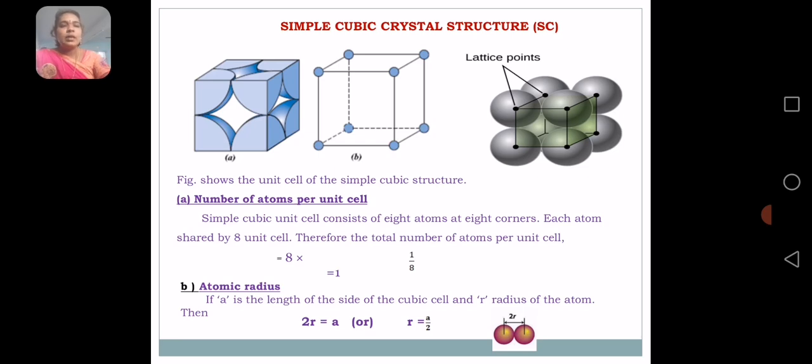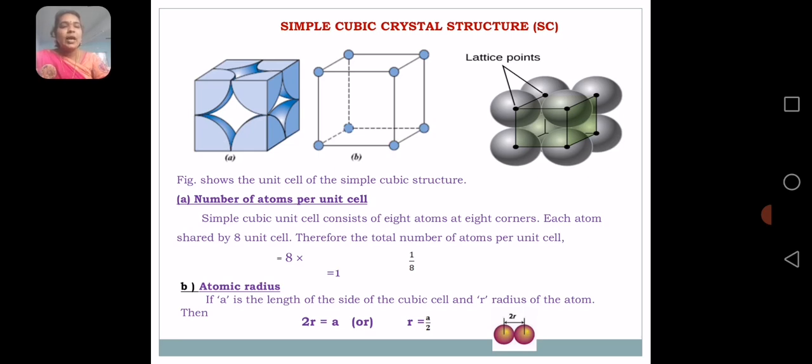First we find out the number of atoms per unit cell. We know that in the simple cubic lattice, there are 8 atoms at the 8 corners. Please see the second diagram. In the lower level 1, 2, 3, 4. In the upper top level 1, 2, 3, 4. So 4 plus 4, 8. In the simple cubic crystal structure, there are 8 atoms at 8 corners.